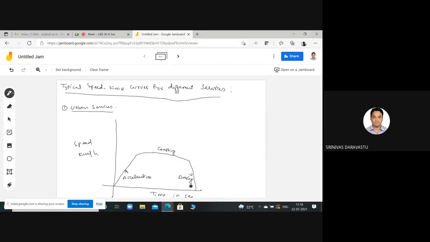Okay, there is no free running period in case of urban and suburban services, and a short coasting period is included to save on energy consumption. Okay, next one is suburban services. The speed time curves for urban and suburban services are the same.